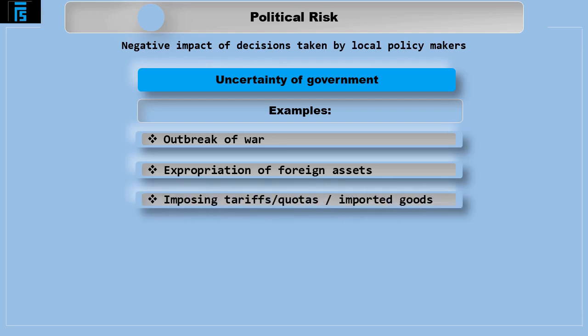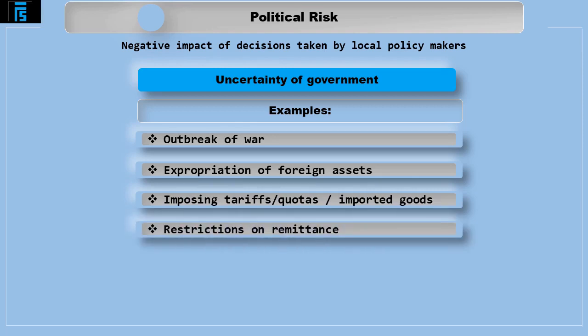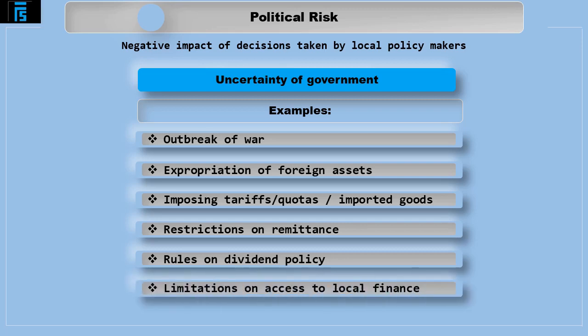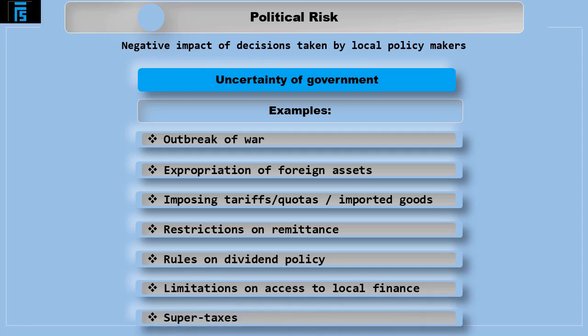Examples of these include imposing tariffs or quotas on imported goods or restrictions regarding the remittance of cash to the parent company, as well as special rules on the dividend policies of foreign entities. Local governments may also implement discriminatory regulations aimed in particular at foreign investors, such as limitations on access to local financing sources or super taxes imposed on foreign firms.